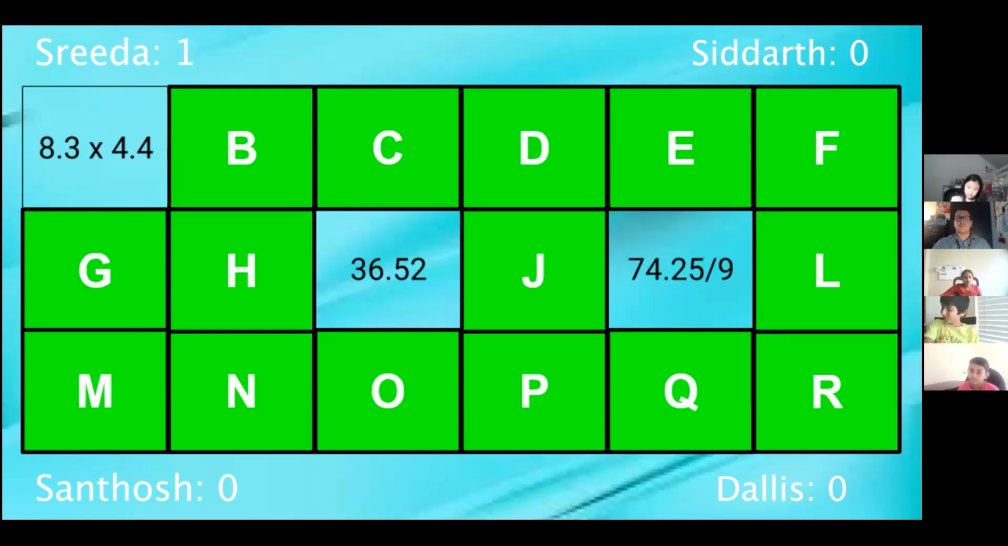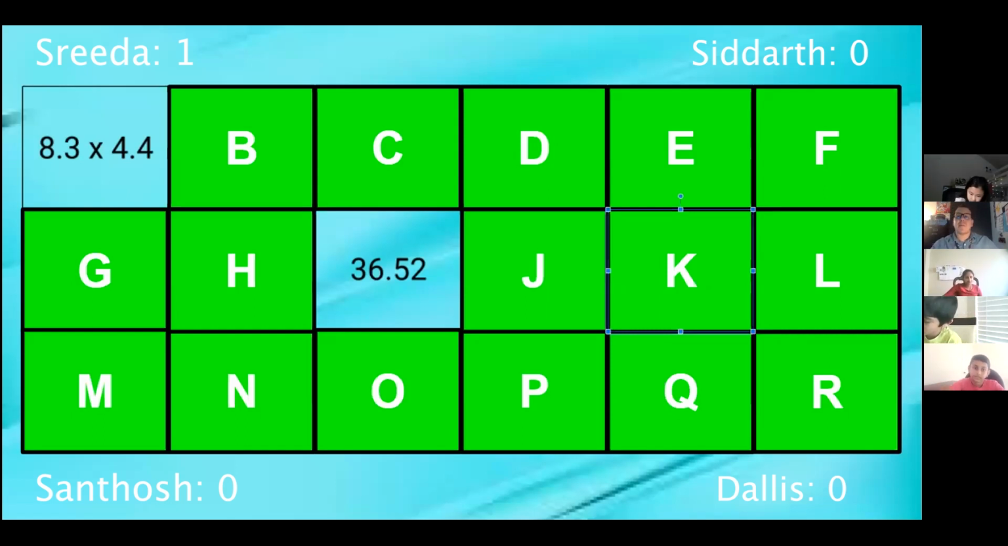I got my answer. You got your answer. So your other square was L, correct? Let's see if you got it. Looks like it's another expression. So no match here, okay? All right, moving on to Siddharth.